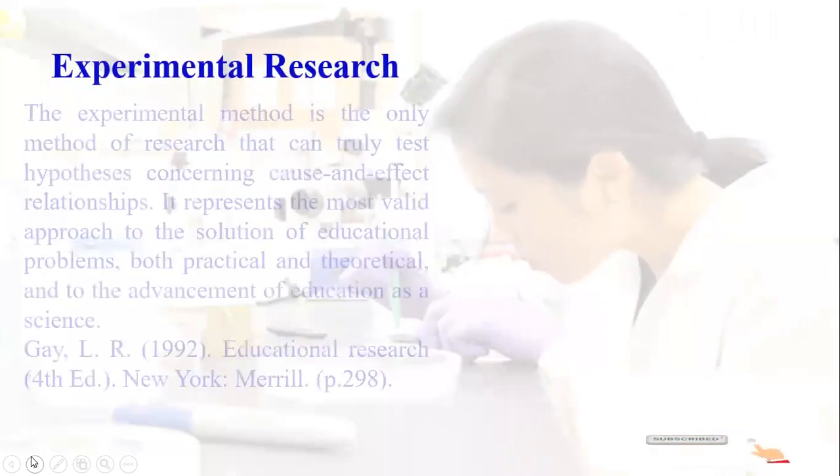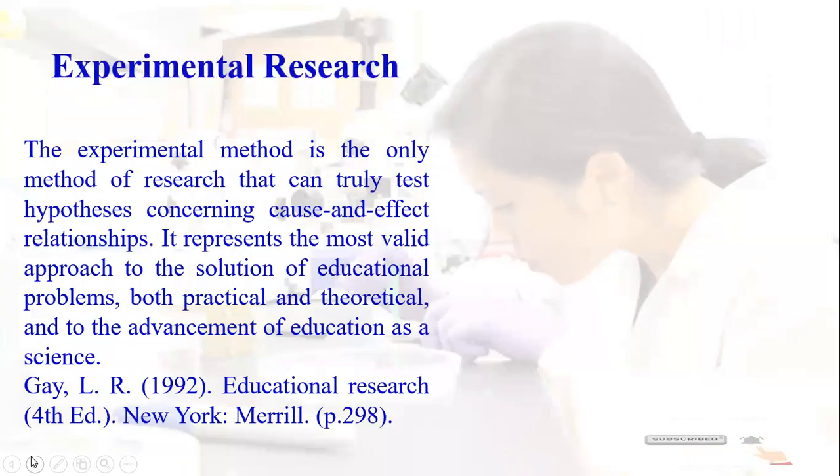The next part is more elaborate about experimental research. Experimental research is one type of research which has a hypothesis in it, and with a hypothesis there must be a certain cause and effect relationship between the variables, because if one has a cause, then the other has an effect. It represents the most fair approach to the solution of educational problems. It is not only used in laboratories and industry, it is also used in education to find solutions to educational problems, both practical and theoretical.